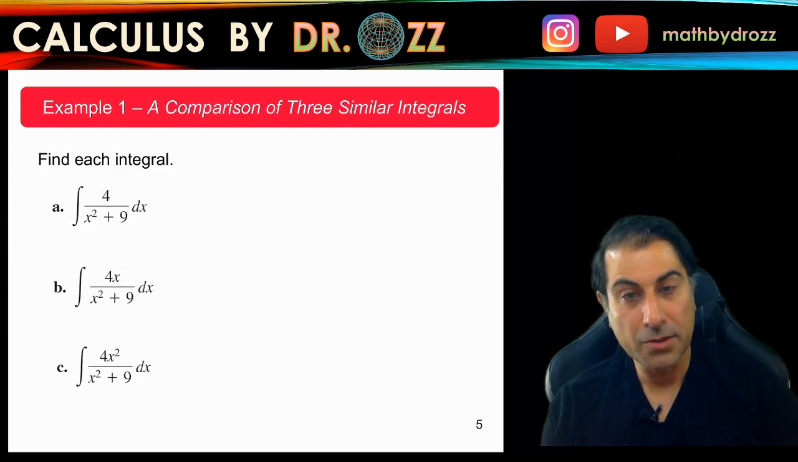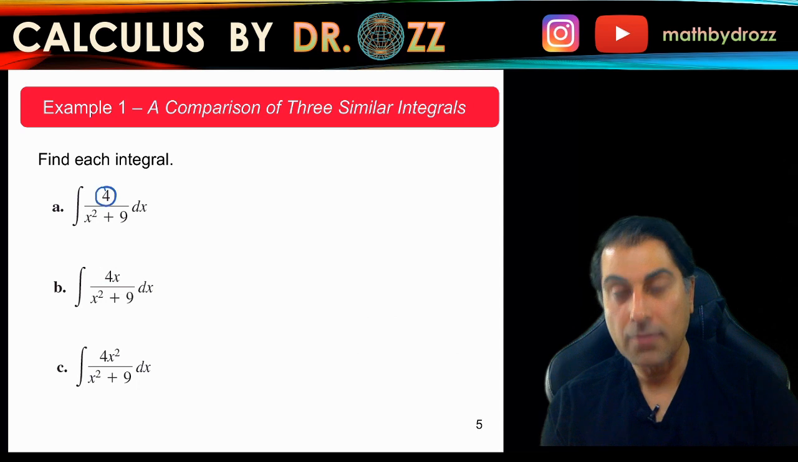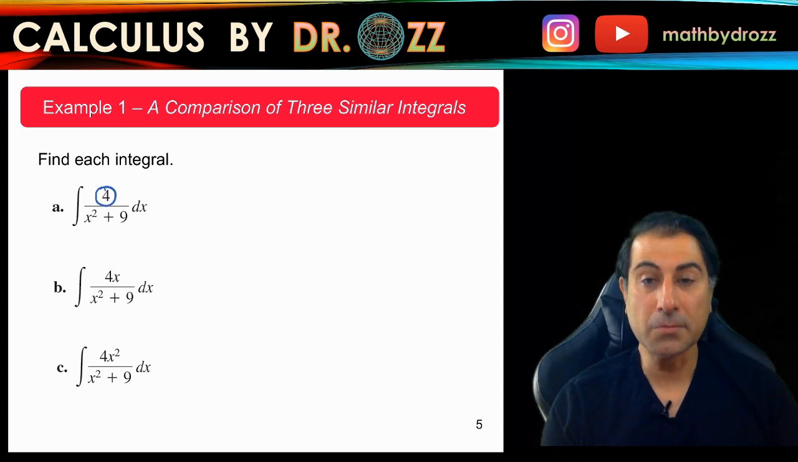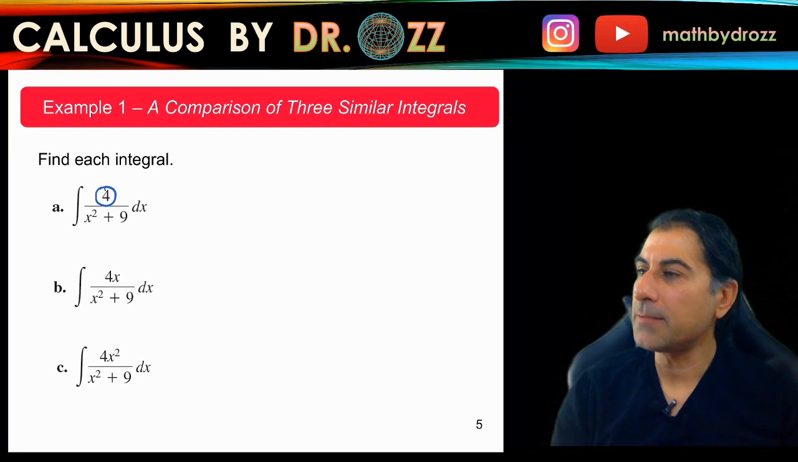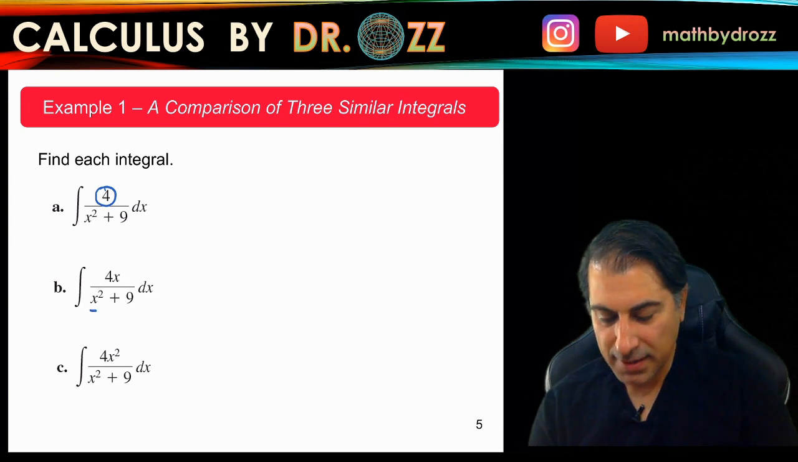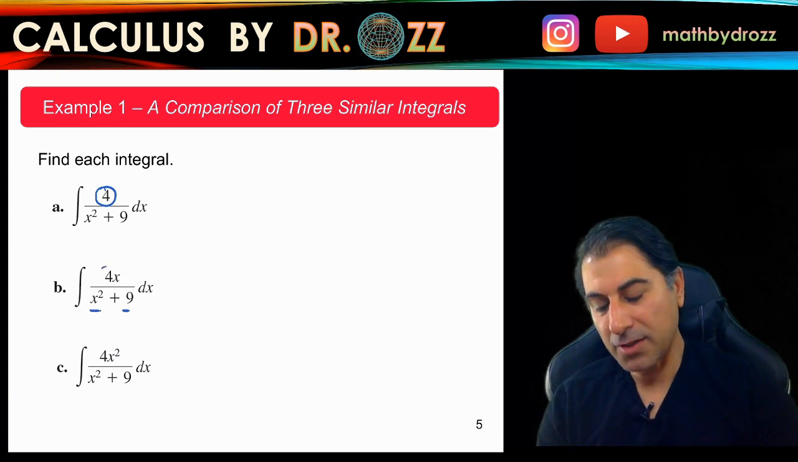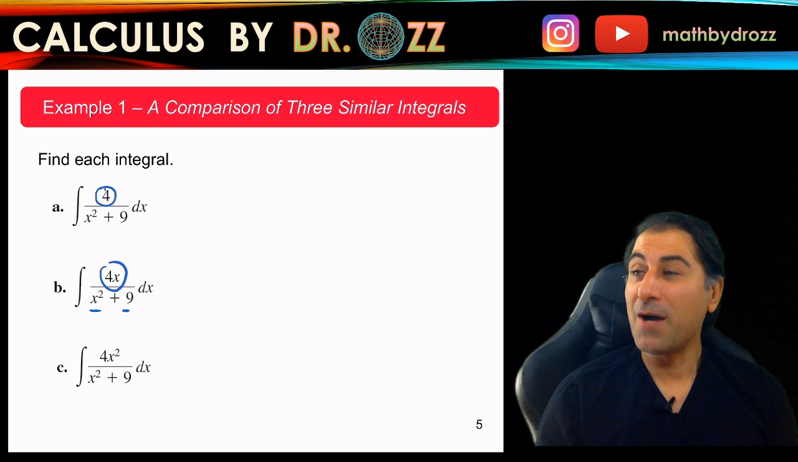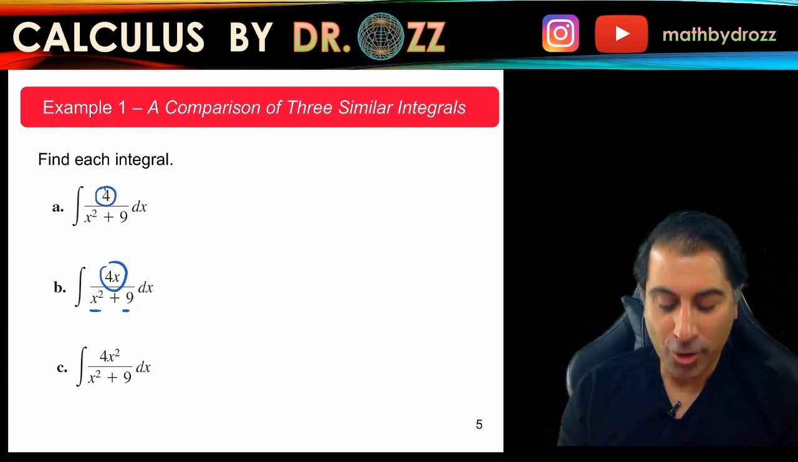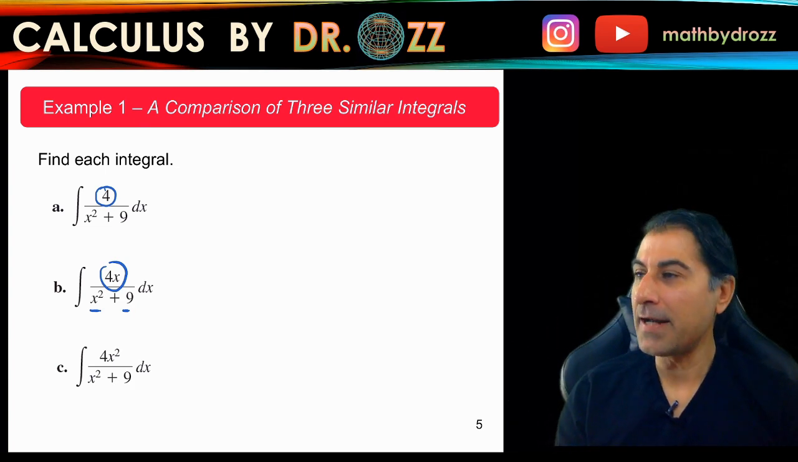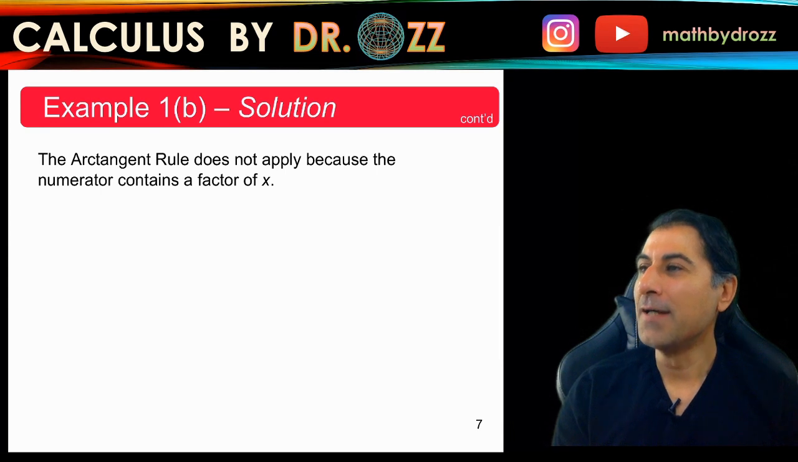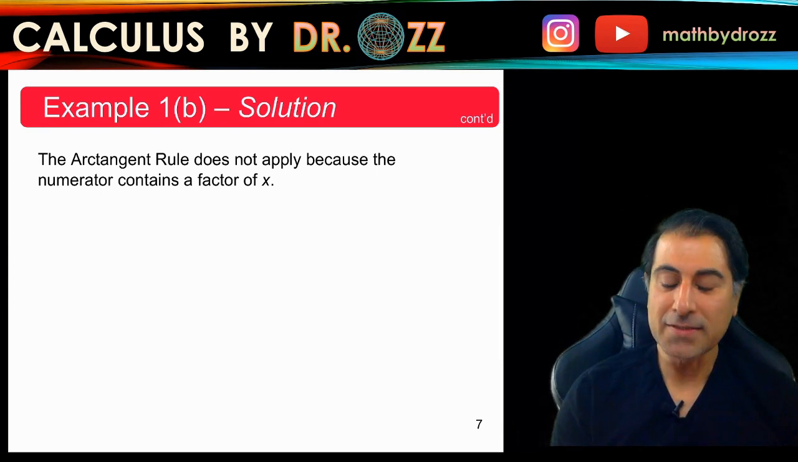So this was a simple use of the arctan rule because we have a number at the top, and the bottom is still the sum of the squares. All right, let's stare at part B. We again have the same bottom, but this time the top is not 4, but 4x. So the arctan rule is not going to apply, right? Because the numerator contains a factor of x.